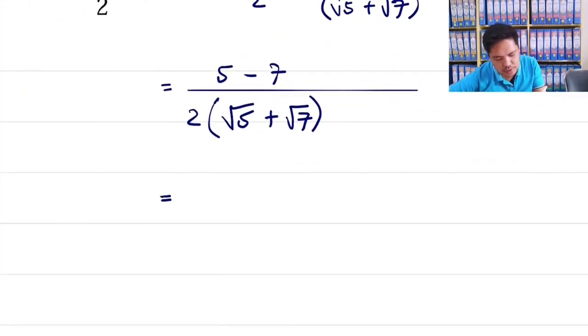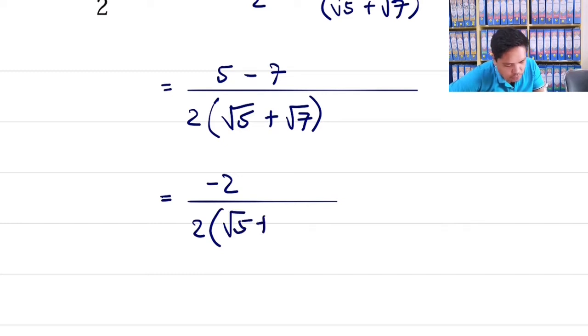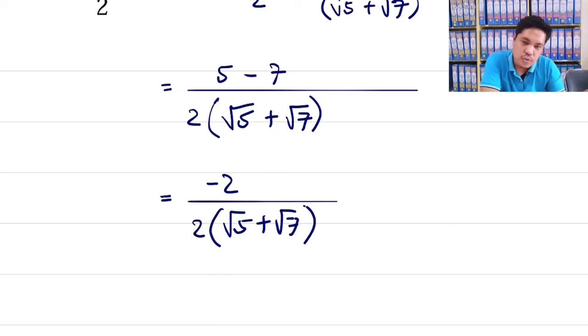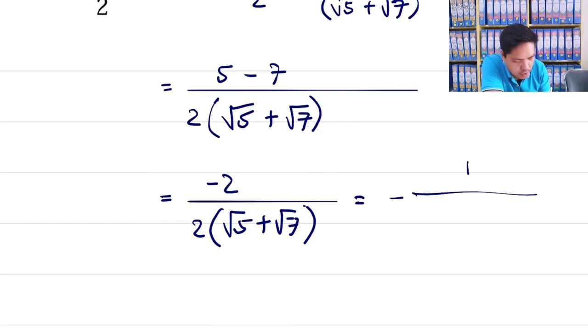And I think kayang-kaya na to. What is 5 minus 7? That's negative 2 over, i-distribute na lang natin. Kahit di na pala. Ayan, square root of 5 plus square root of 7. So, ito makakancel out, diba? Negative 2 divided by 2 is negative 1. Says our answer is negative 1 over square root of 5 plus square root of 7.